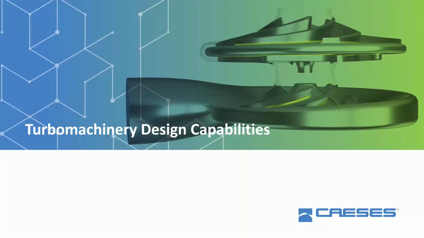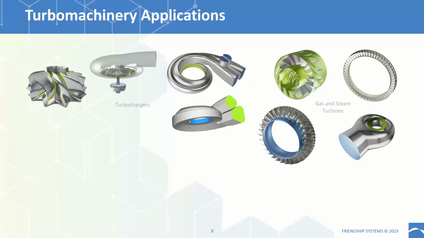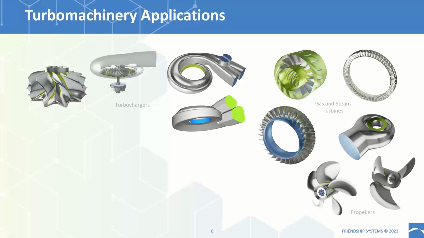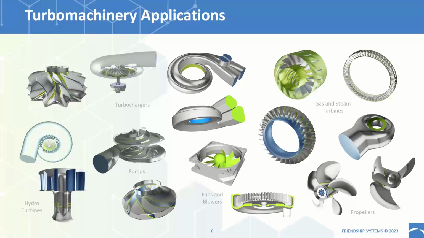All right, let's take a very quick glimpse into specifically turbomachinery design capabilities in CAESES. CAESES is used also for other applications like marine, automotive, industrial machinery, and so on. But one of our main fields of application is turbomachinery, and we have a set of dedicated capabilities for these applications. The turbomachinery applications that we deal with are, for example, turbochargers, as you can see here, including all the aerodynamic components involved there, gas and steam turbines, so mostly axial machinery, but also things like propellers, fans and blowers, pumps, or hydro turbines. So basically the complete gamut of turbomachinery applications can be covered.